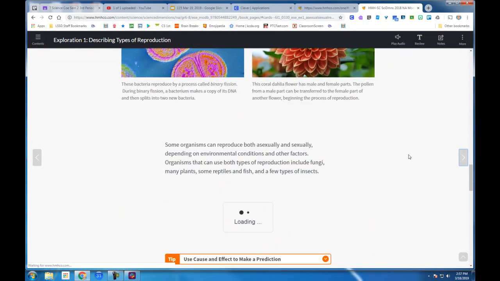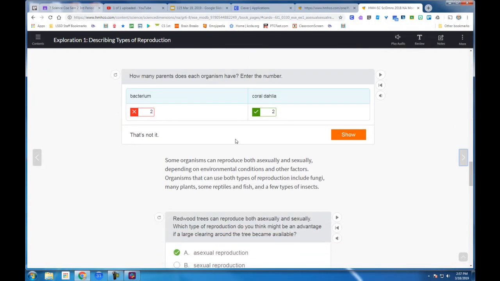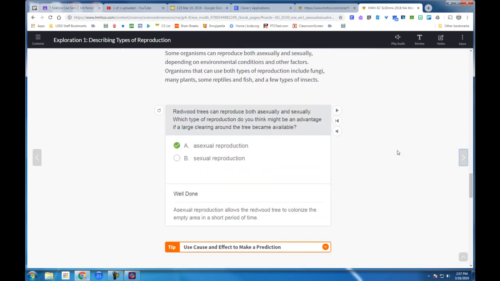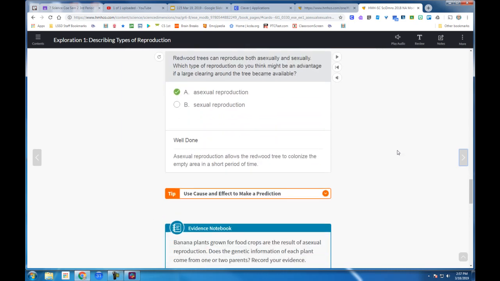Right, looking at types of reproduction. I wanted you to get a look at what correct and incorrect answers are like. Make sure you retry if you're getting correct and incorrect answers so you can verify that you know what's going on. But how many parents does each organism have? Of course, the bacteria only has one. It's budding. That's asexual reproduction. And the coral dahlia has two. Redwood trees in the clearing might choose asexual reproduction. It allows it to colonize the area and spread out over time. And again, the advantage online is you get descriptions and feedback on each of your answers.